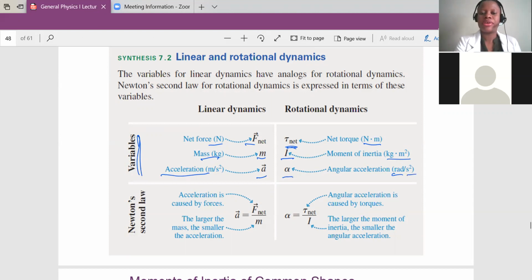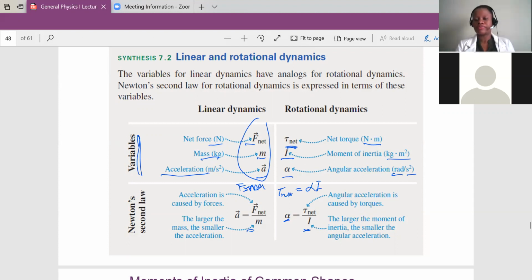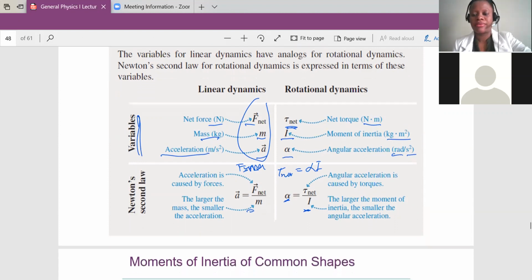Now bringing these three variables together to give us the Newton law, from F equal to ma, that was how we got a equal to F over m, all right? So from tau net equal to alpha I, we got the angular acceleration to be the net tau over the moment of inertia I.